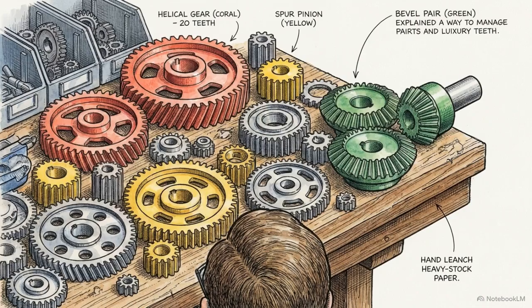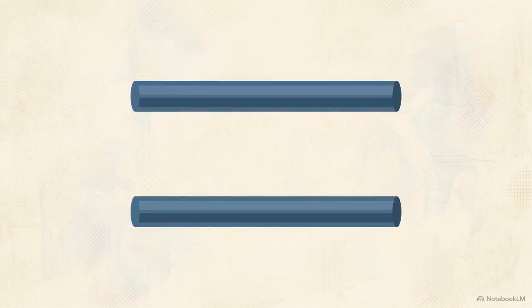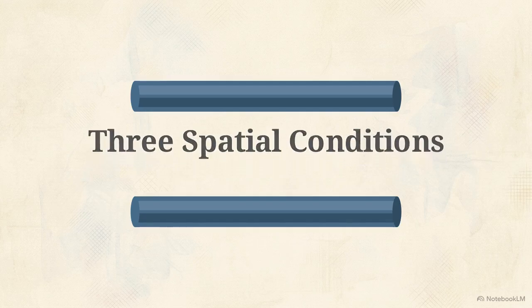But an engineer cannot simply pick a gear at random. The design of every gear system is a mathematical response to the exact physical layout of the shafts it connects. Before selecting any component, you must identify the topological relationship between the input and output axes.